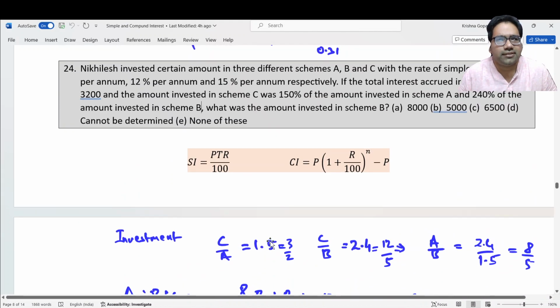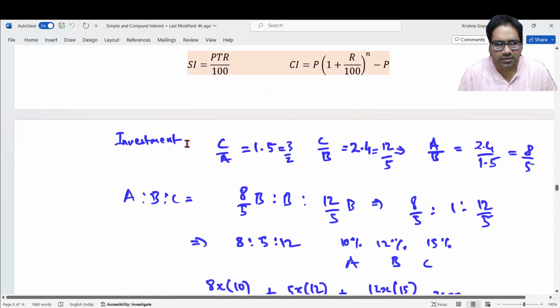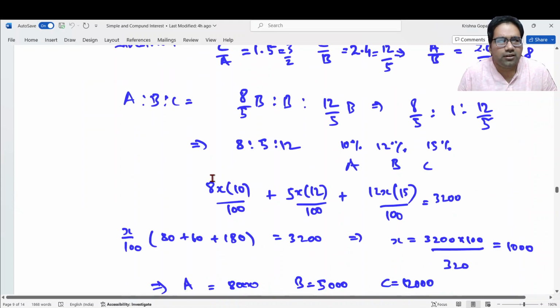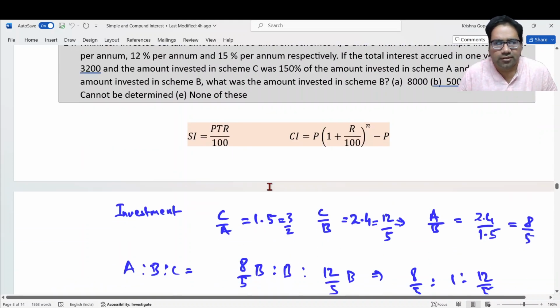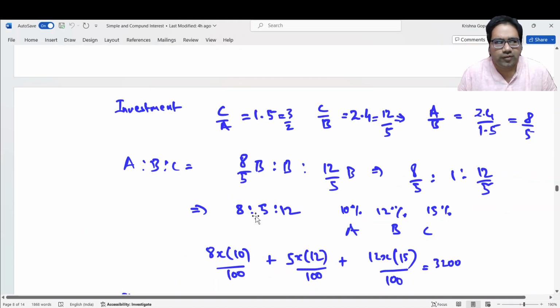Okay? Now what is it saying? For A it is 10%, for B it is 12%, for C it is 15% interest rate. The total interest is for 1 year. Okay, very good. And this is in 1 year. A, B, and C are in the ratio 8 is to 5 is to 12. But we don't know what exactly the amounts are.